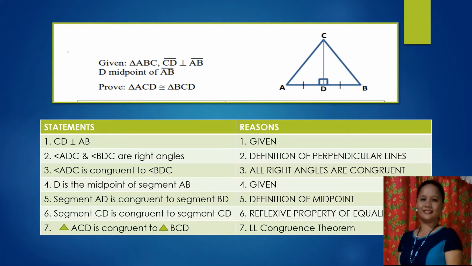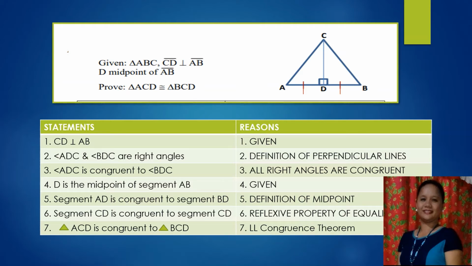Now, since they are both right angles, we can conclude in number 3 that angle ADC and angle BDC are congruent. Our reason there, all right angles are congruent. Then we go to the second given. D is the midpoint of segment AB. Now from the definition of midpoint, it divides the segment into two congruent parts. So we can say that segment AD is congruent to segment BD.